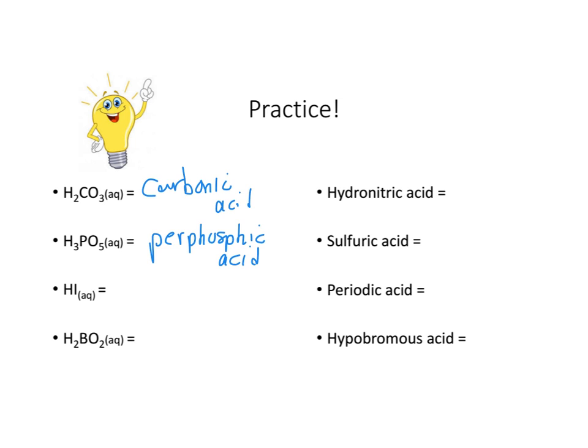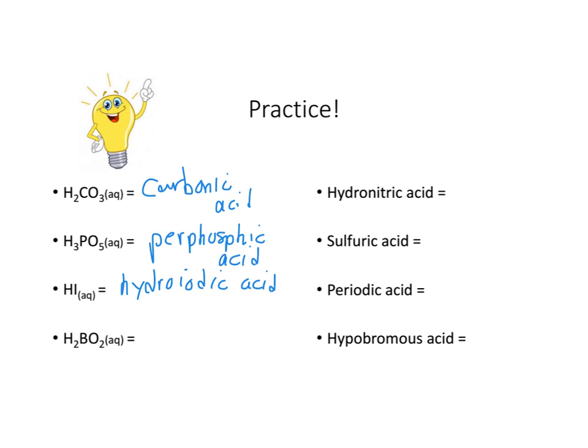Okay, HI, the ionic name would be hydrogen iodide. So then hydrogen something ide becomes hydro-ic acid. So this becomes hydroiodic acid.